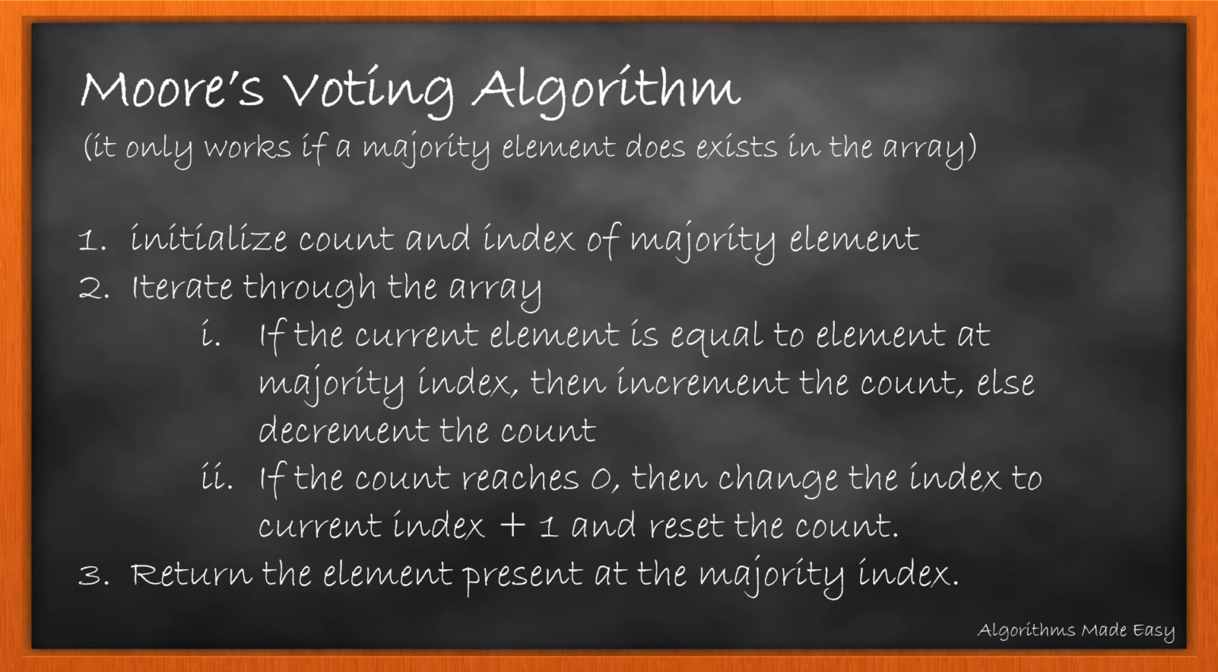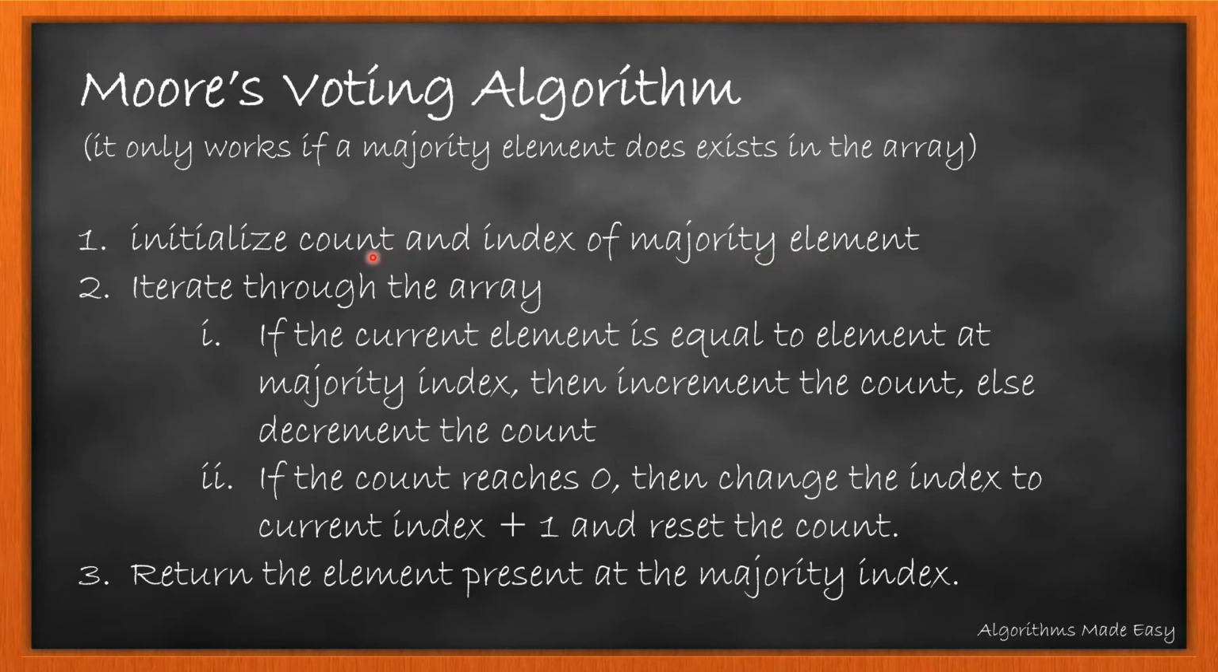This question is a very good example to learn and understand Moore's voting algorithm. In this algorithm, the prerequisite is that the majority element must be present in the array. As the question specially mentioned this, we are good to go to use this algorithm. We will first initialize the majority index, which will hold the index of the majority element, and the count variable.